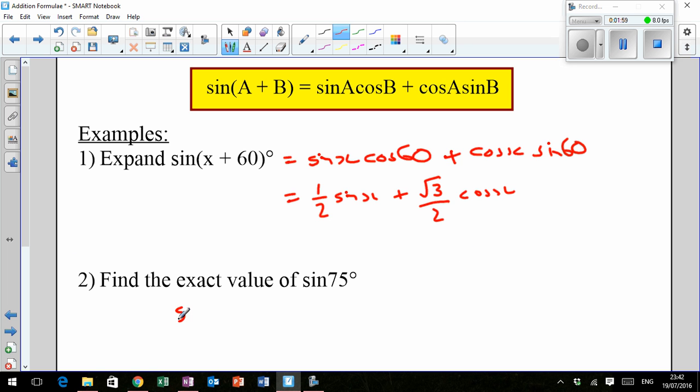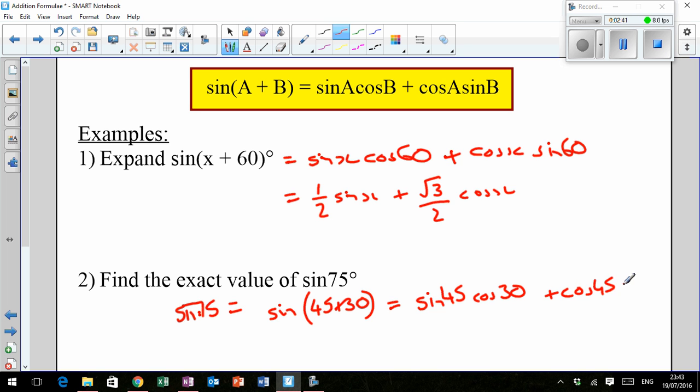Sine 75, we're looking for the exact value, but we don't know the exact value of sine 75, so we can't give it directly. But what we can do is write that 75 degrees as 45 add 30, which means we can use our expansion to answer that. So sine 45 plus 30 is going to be sine 45 cos 30 add cos 45 sine 30. And we know all those exact values.